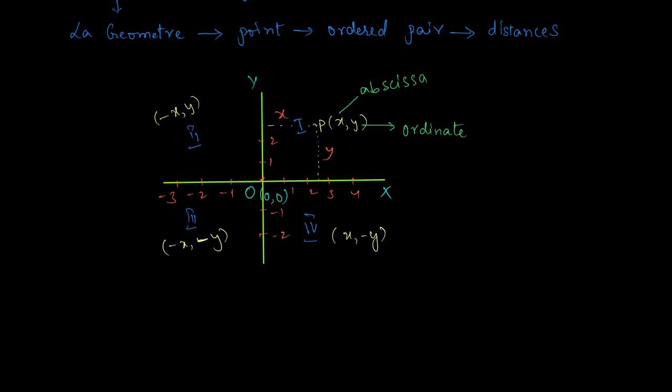So this was all about the coordinate system. This is your x-axis, this is your y-axis. There are these four parts which are called quadrants, and the points in these four quadrants are (x, y), (-x, y), (-x, -y) and (x, -y). So this was the general representation of points here. Now let us talk about the distance between 2 points.